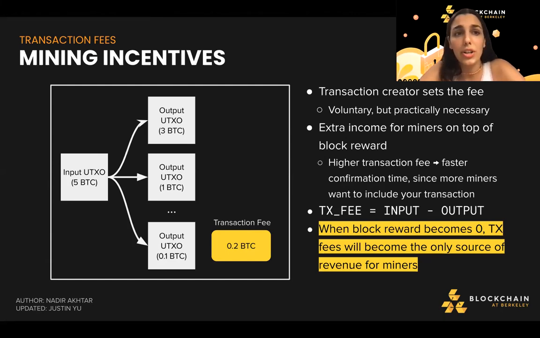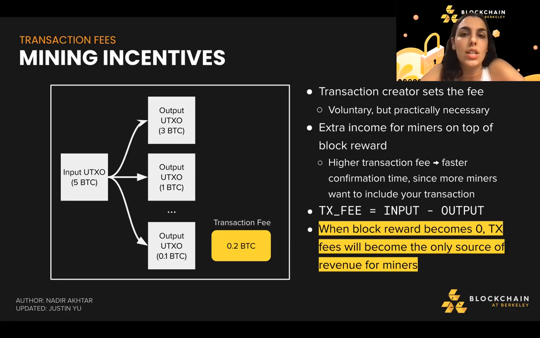It's not required. You can create a transaction without a transaction fee, but it's pretty much necessary because you can assume that other users on the network will be including transaction fees, and your transaction will just not be included in any block, because every single miner will include other transactions over yours since they have zero to gain from adding your specific transaction to the block.